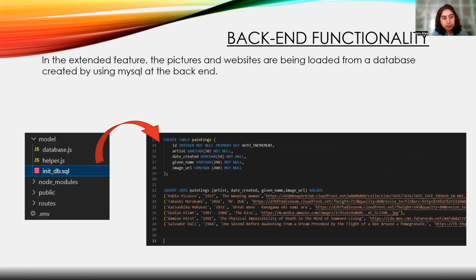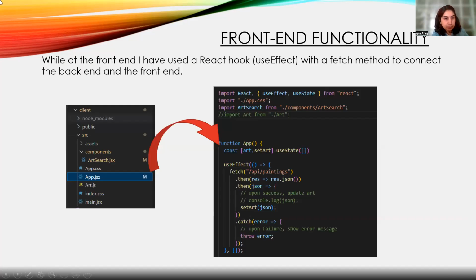So what I did was I built, using MySQL, a database, and I added all of the data from the array into the database. I checked whether the backend was working via Postman. And then in the front end, I used the useEffect hook from React and the fetch method, and I linked the backend and the front end via that. This was in the parent app on the front end, that is also app.jsx.